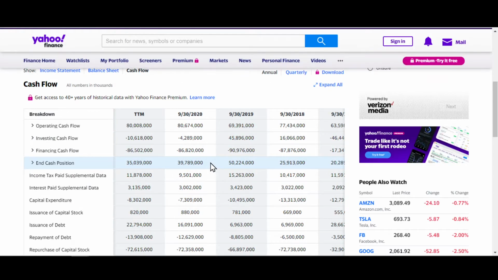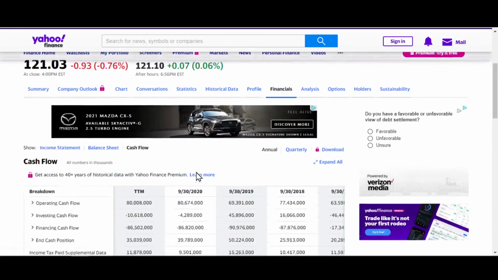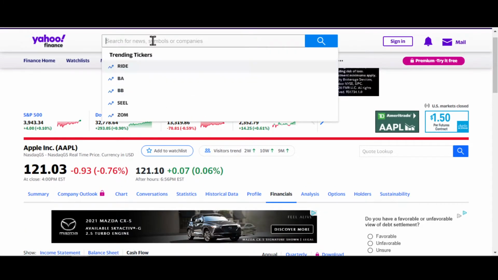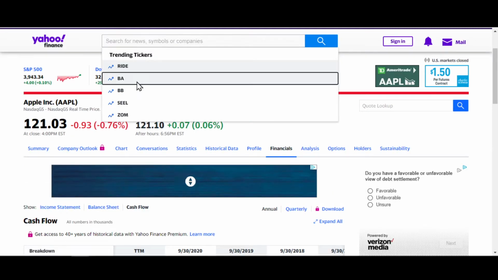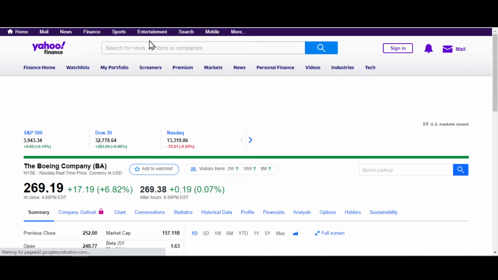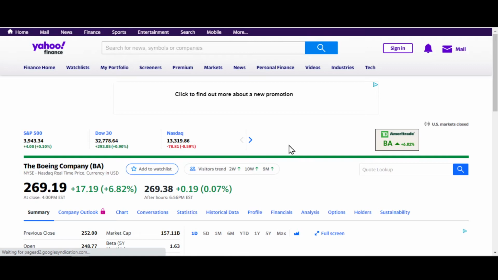And then if you think that it's a company that's worth investing in, the next step would be to do technical analysis to find a good entry point for buying the stock. All right, so that's one example that we can look at. Now let's take a look at a different example, and I'm going to choose BA, Boeing, for this example.